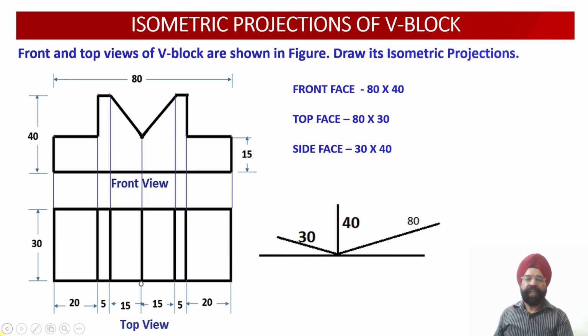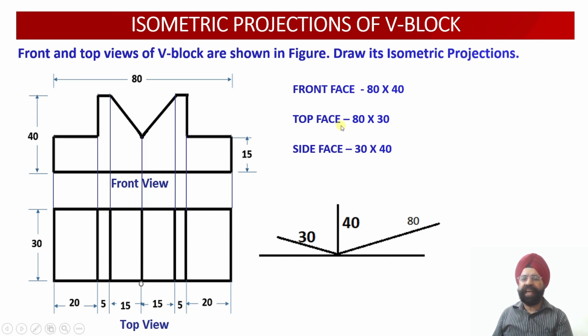Similarly, the top face. Once again, the length of the top face will be equal to 80 millimeter, which is the same as the length in the front view. Over here, the width of the solid is given to us as 30 millimeter. So the top view dimensions will be 80 millimeter by 30 millimeter. So this rectangular surface which will be drawn onto the isometric projection should have the dimensions 80 millimeter by 30 millimeter corresponding to the top view.